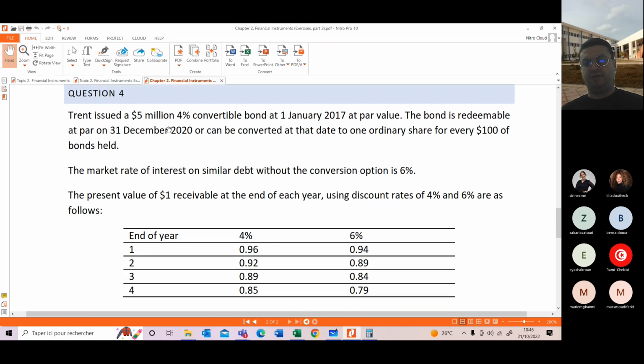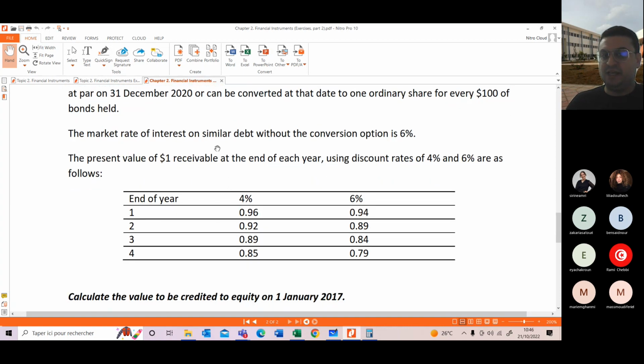They said that Trent issued a $5 million 4% convertible bond on the 1st of January 2017 at par. The bond is redeemable at par on the 31st of December 2020, so we're counting 4 years here, or can be converted at that date to one ordinary share for every $100 of bonds held. The market rate of interest on similar debt without a conversion option is 6%. You also have the present value of $1 receivable at the end of each year using the discount rates of 4% and 6%, as follows.